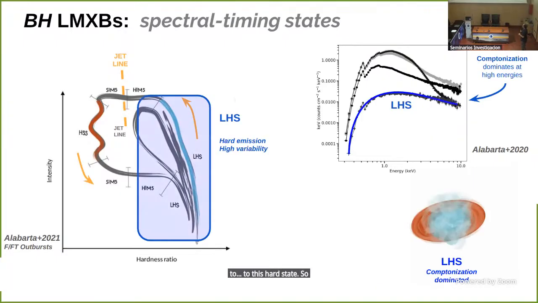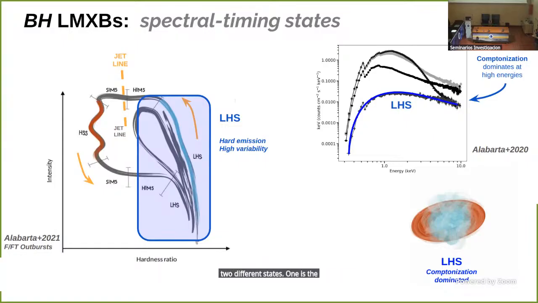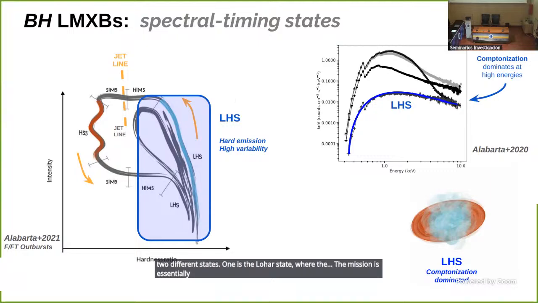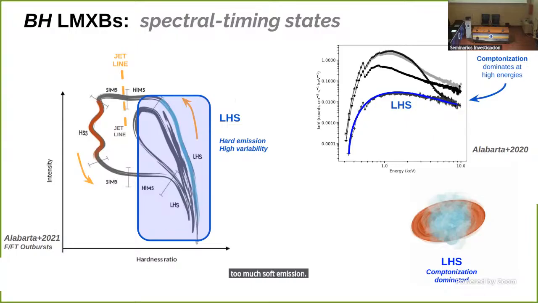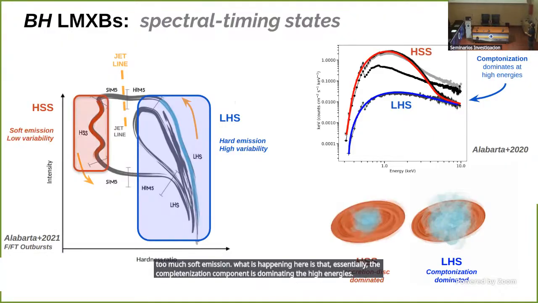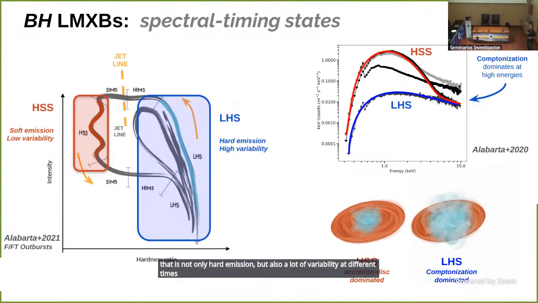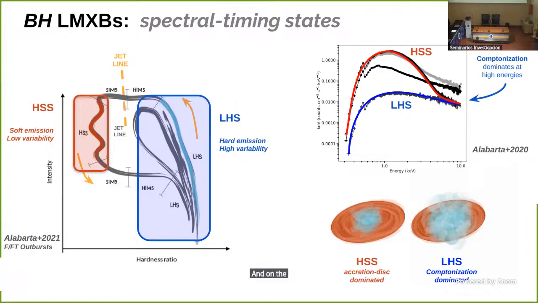So what essentially happens here is that there are two different states. One is the low hard state, where the emission is essentially hard. As you can see here, there is a lot of hard emission, not too much soft emission. And what is happening here is that the Comptonization component is dominating the high energies. And in this particular branch, there is not only hard emission, but also a lot of variability at different timescales. So there's high variability. And on the contrary, when we go to the soft state, the emission becomes very soft.